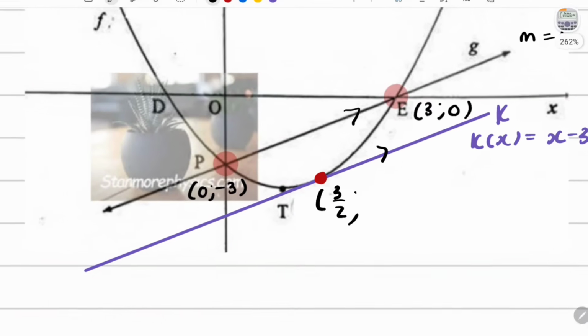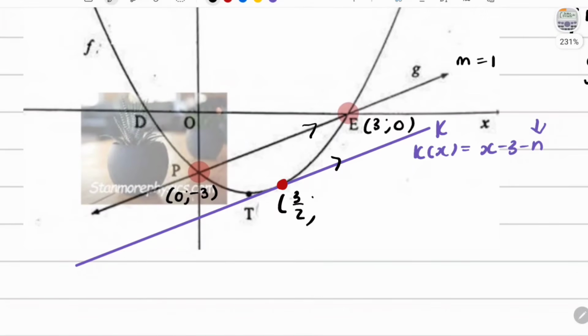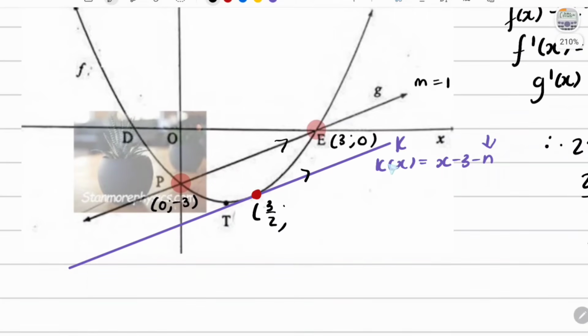Okay, now we can go ahead and find the y value. Why are we going to find the y value? Because it's ultimately going to help us to find n. Since we will have the full equation and only one thing missing, we can just substitute that point, the only point on k that we have, and it will help us to find n. So let's go ahead and find the y value of this point.